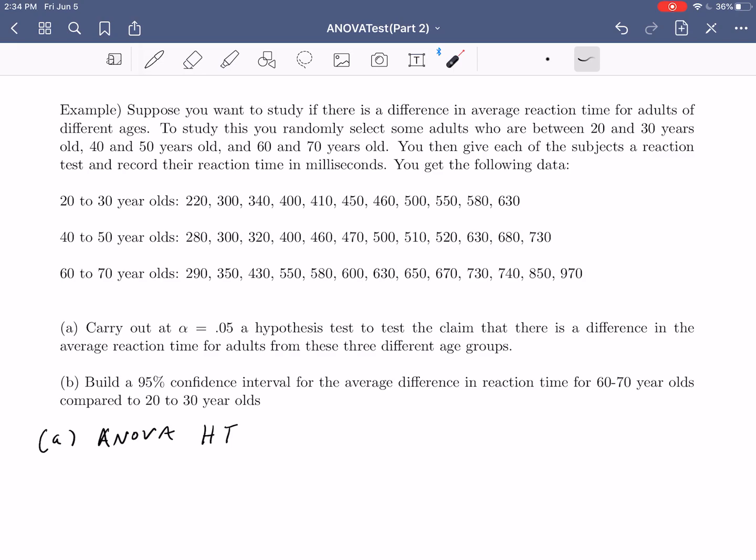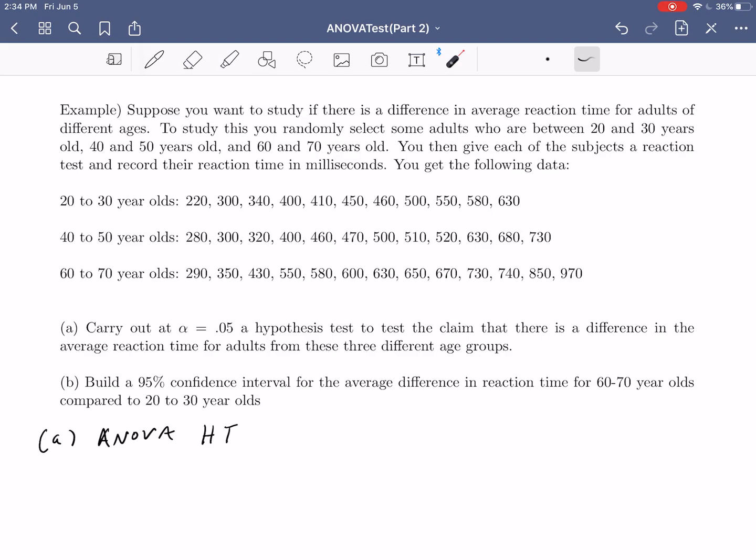Before we jump into actually running this test, though, I would like to mention why we bother with an ANOVA hypothesis test rather than several individual hypothesis tests. Somebody could say, why don't we just use the 2-sample mean hypothesis test, which allows us to compare 2 samples a couple times. We could do a 2-sample test of the 20 to 30 year olds versus the 40 to 50 year olds. Then we could do a 2-sample test of the 20 to 30 year olds versus the 60 to 70 year olds. And then we could do the 40 to 50 year olds versus the 60 to 70 year olds. So we could do 3 different 2-sample mean hypothesis tests.